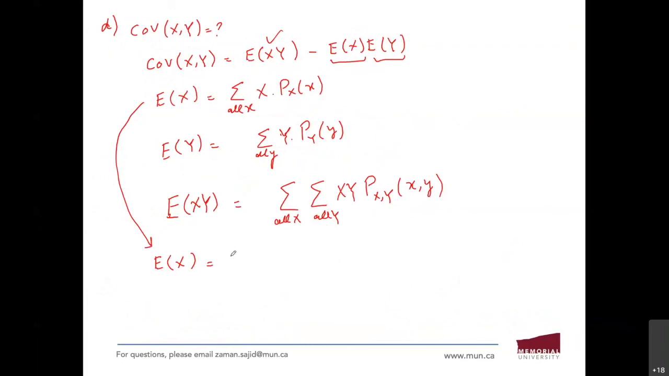So I will just write it down here. 70 times 0.23 plus 80 times 0.20 plus 90 times 0.21 plus 100 times 0.36. So once you find it, you will have the expected value of x is equal to 87. Folks, I need to go to the next slide, please.